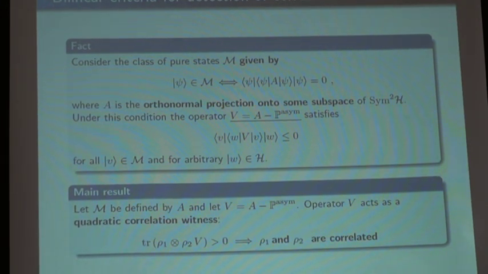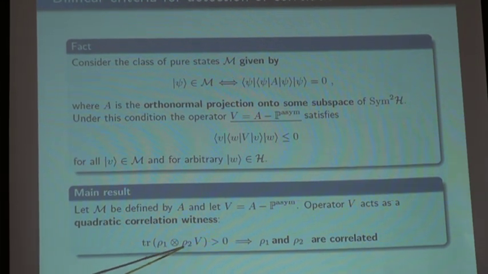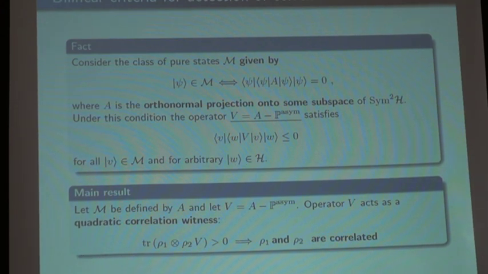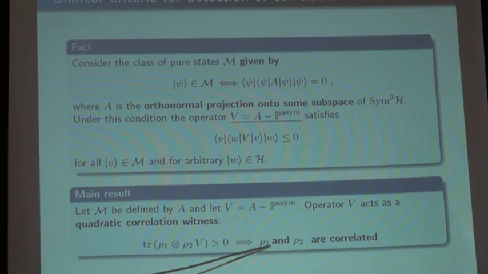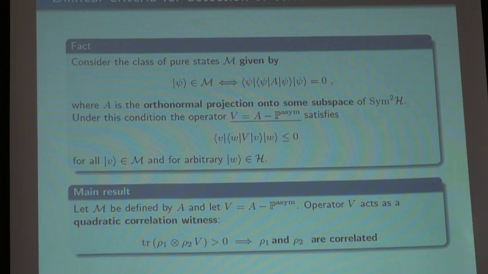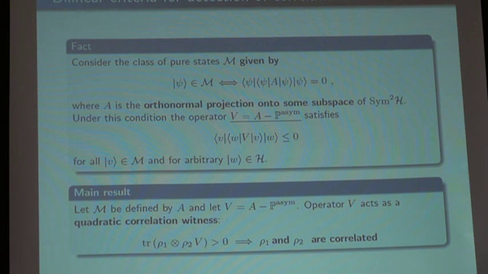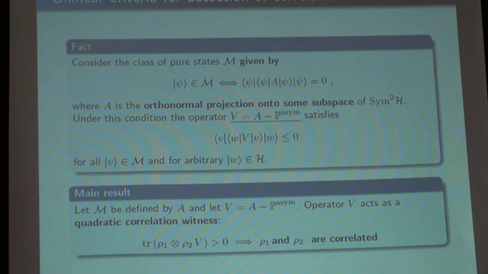And from the previous lemma, I can actually show that when I take two states, rho 1 and rho 2, and compute the expectation value of this capital V, whenever it's positive, then I can conclude that both states rho 1 and rho 2 are correlated. So that's one of the main results of my work.